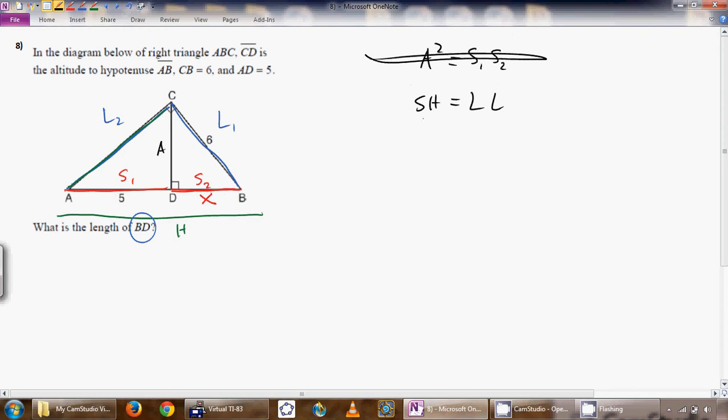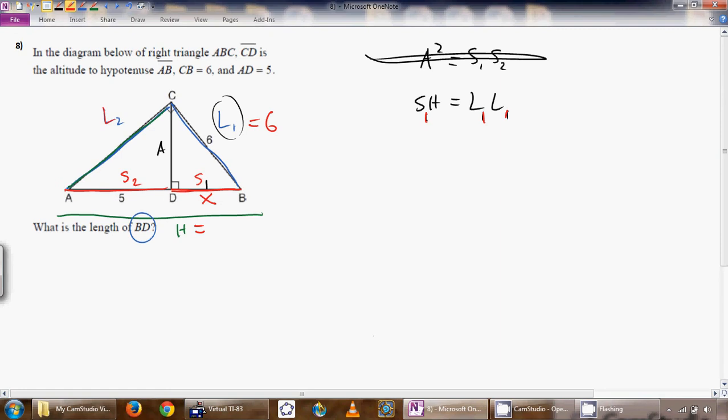This is going to be a shell 1, right? Because I've got leg 1. Oops, I messed up my labeling. Look at that. If this is leg 1, this has got to be segment 1. If this is leg 2, this has got to be segment 2. My bad. So shell 1. Because I've got leg 1, that's 6. I'm looking for segment 1, and I do technically have a hypotenuse that I can use.